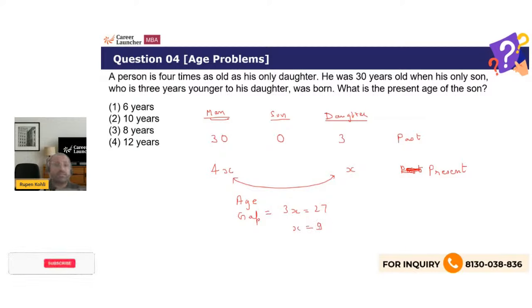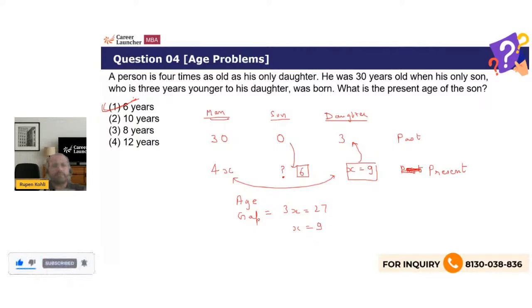What is the present age of the son? We have to find this. So how much in the past are we talking about? X is 9, so this is 9. So we have gone back in the past by 6 years. Means the son is now 6 years old, right? Because we are talking of a past which is 6 years ago, isn't it?